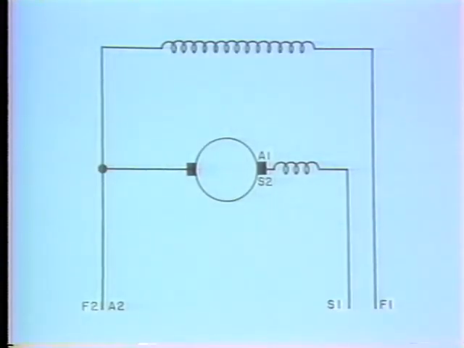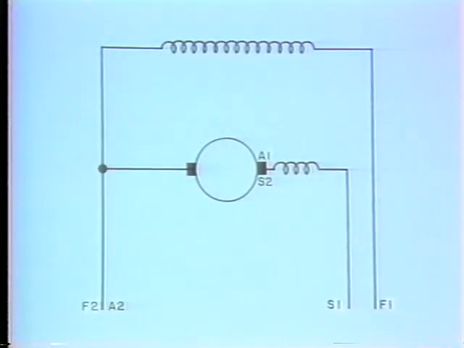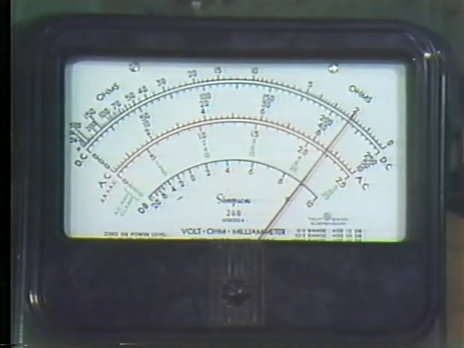We'll bypass the shunt field. So we're going from motor lead S1 through the series field to S2A1, through the brush, through the armature, and the other brush, to A2F2. Let's check this circuit. We're getting a reading. That means the series field, the armature, and the brushes are good. The trouble was in that brush, after all.